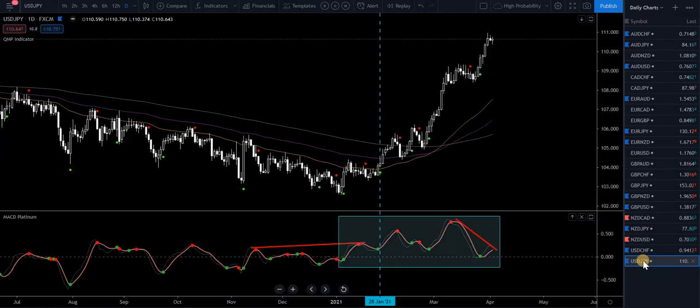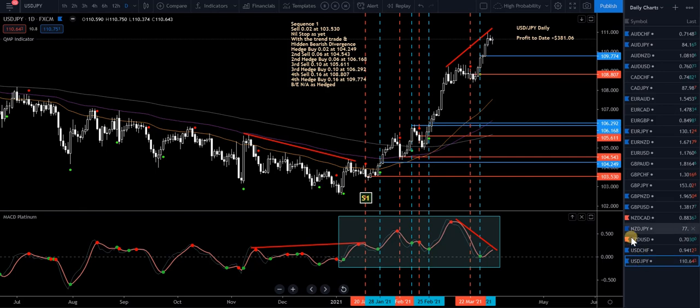USD Japanese Yen, another little tricky one, which I'm not too concerned about. Sequence 1 was an initial sell trade based on hidden divergence. Again, MACD Platinum's to remain above the 0 level. In the meantime, we've had a hedge buy, second sell, second hedge buy, third sell, third hedge buy, fourth sell up here, then a fourth hedge buy. So at the moment we're hedged.